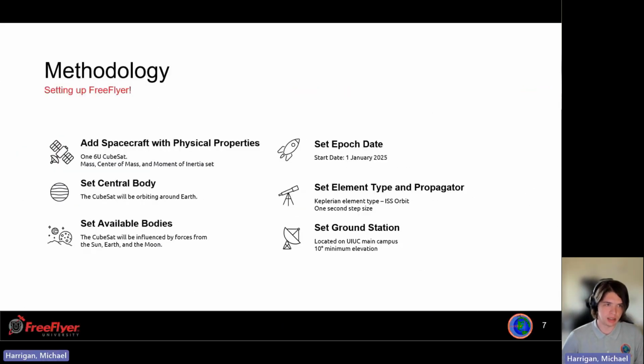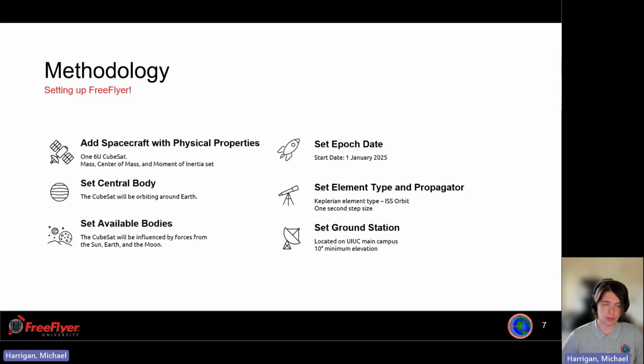So, our methodology for incorporating FreeFlyer into generating these requirements. The first step is adding the spacecraft with the physical properties. For this, we're going to be designing a 6U CubeSat. We set the mass, center of mass, and moment of inertia based on some of our previous missions that are comparable. We set the central body.